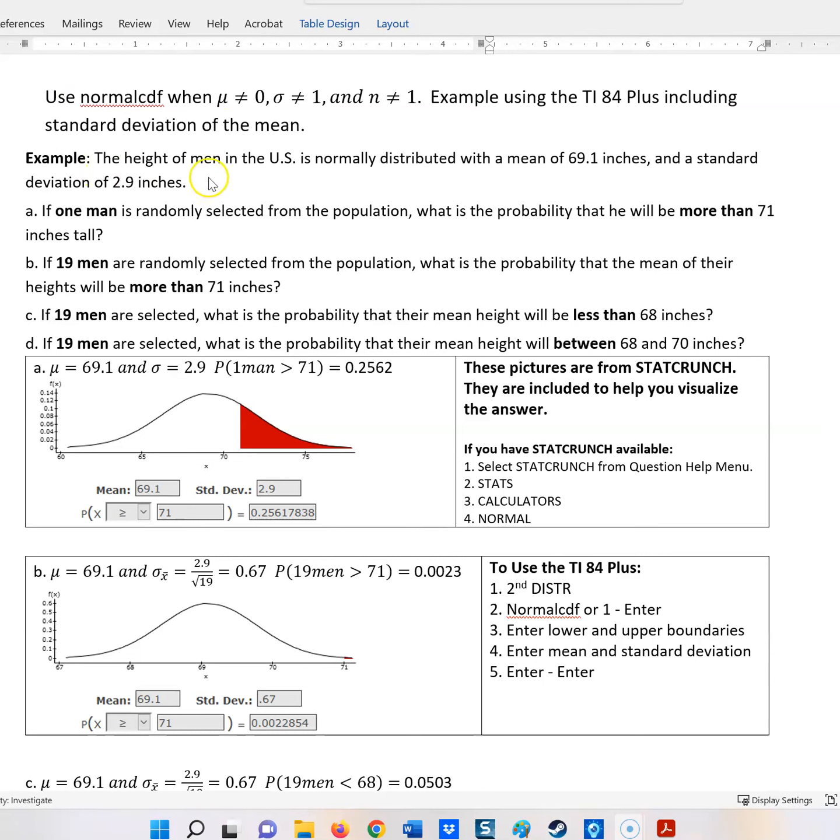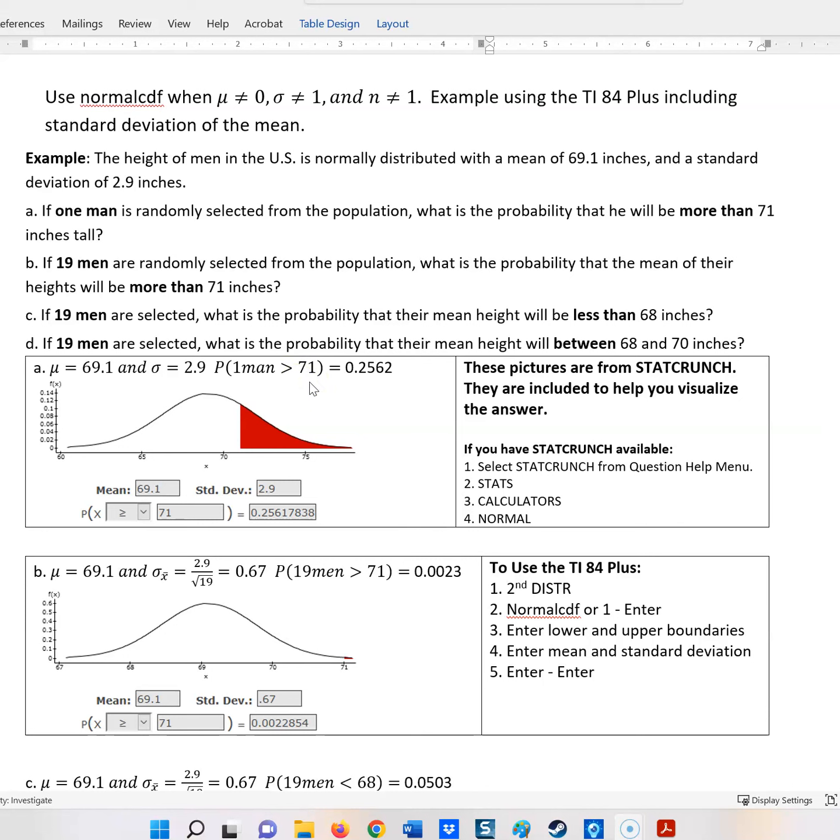So in this example, the height of men is normally distributed with 69.1 inches for the mean and 2.9 inches for a standard deviation. If one man is randomly selected from the population, what's the probability that he will be more than 71 inches tall? If we're choosing one person, then we use the mean that we're given, that's the 69.1. We also use the standard deviation that we were given, that's 2.9, and we find the probability that he's greater than 71 inches tall.